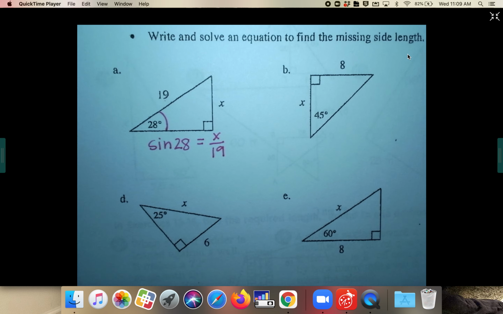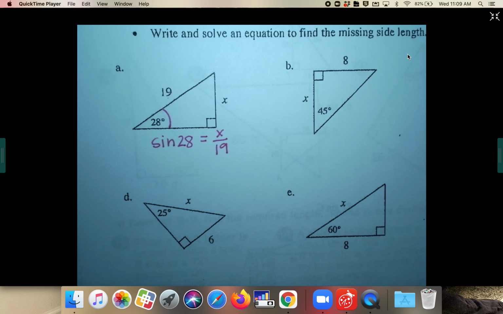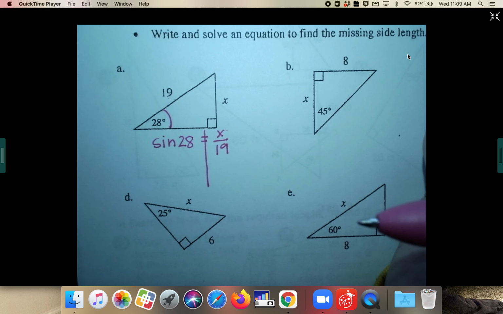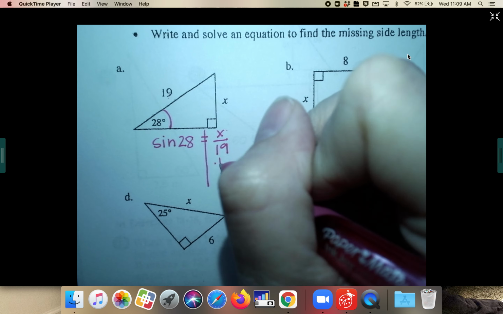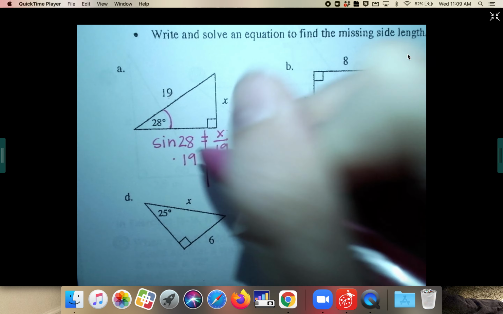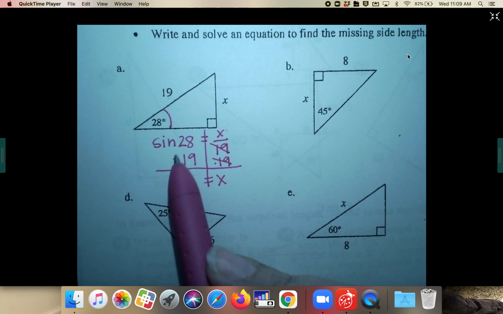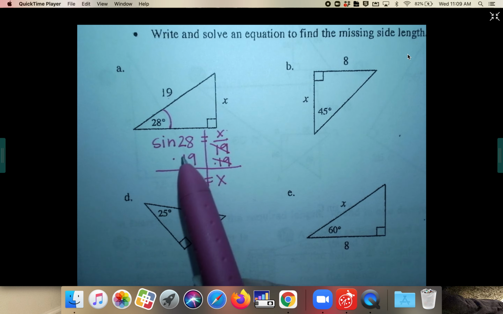And you are just going to solve this just like you would any equation. So x is being divided by 19, so you're going to do the opposite, and you're going to multiply by 19 on both sides. They cancel over here, and over here you're going to use your calculator. So we have a sine of 28 times 19.